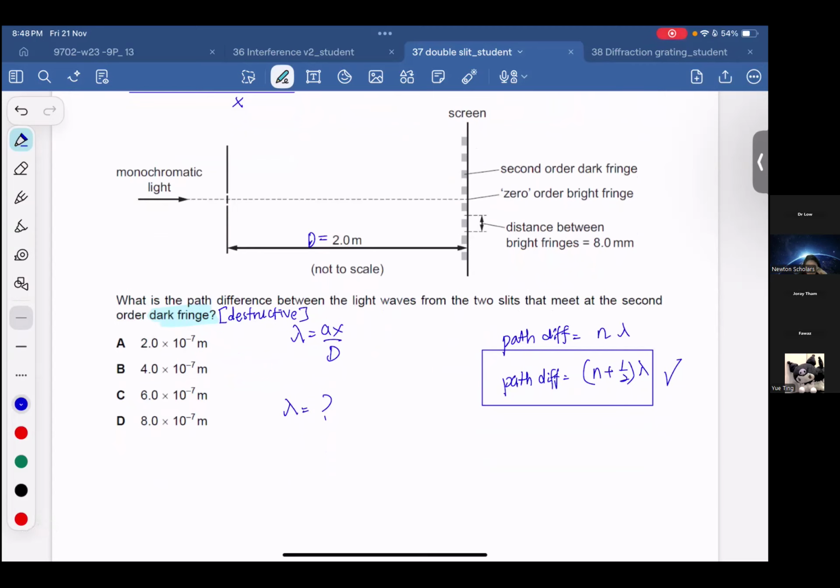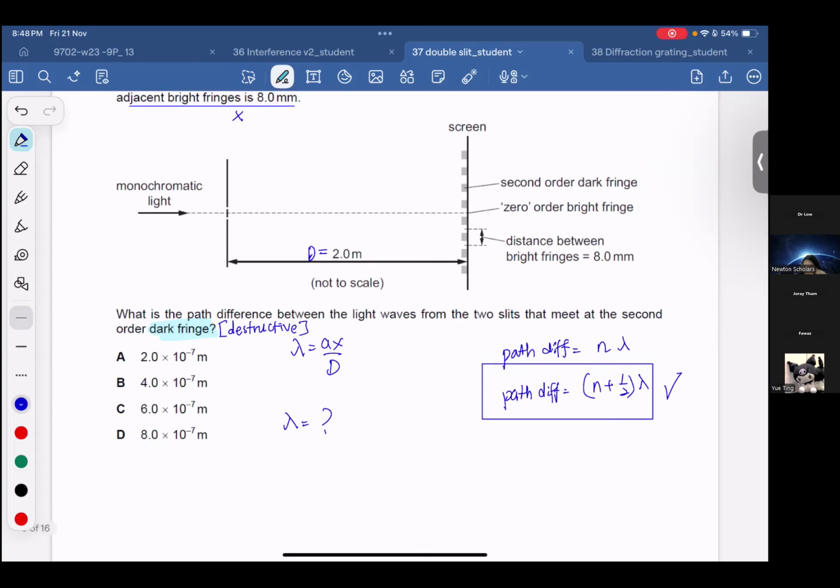Then the second order of dark fringe. If second order, you look at here, this is n equals to 0. This one is n equals to 1. Second order for dark fringe actually is n equals to 1.5. So that means it should be 1.5 wavelength. Then what is their path difference?